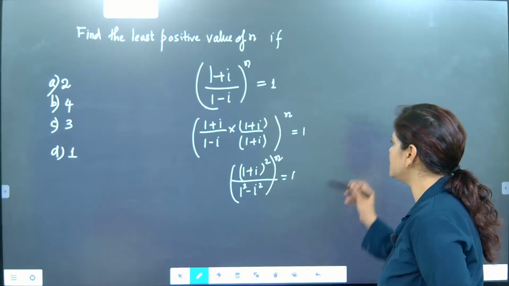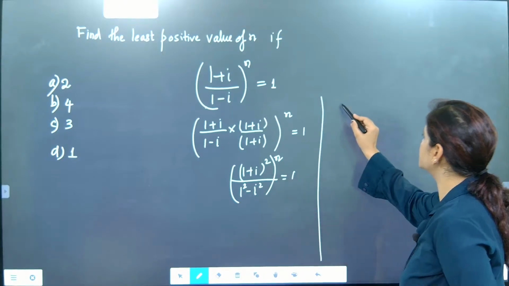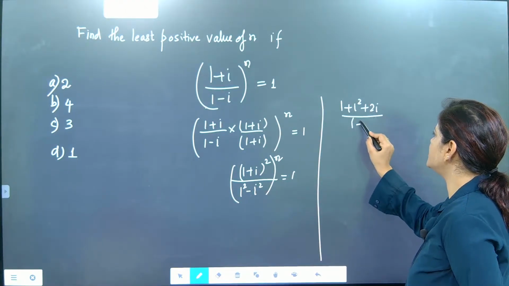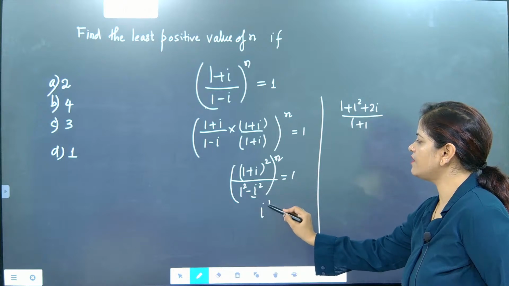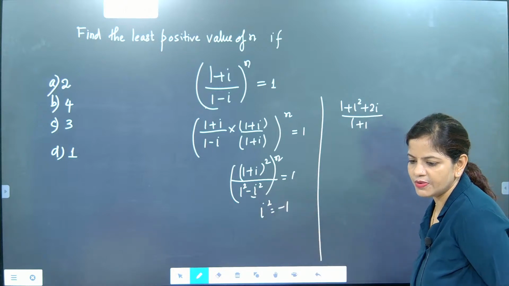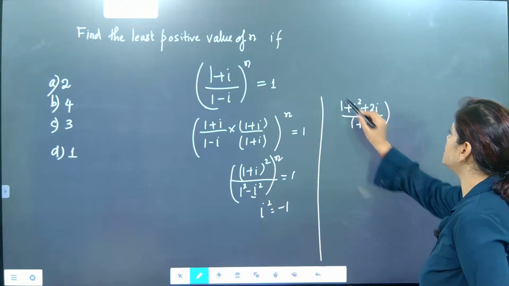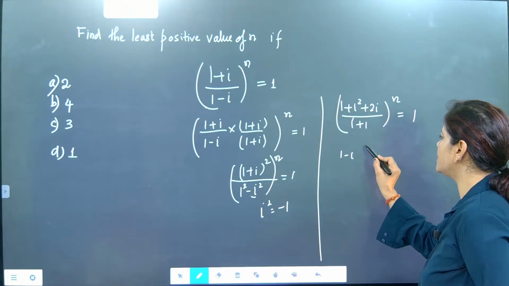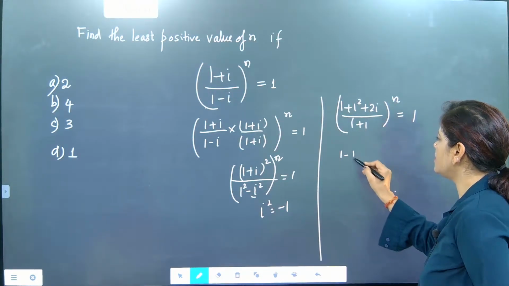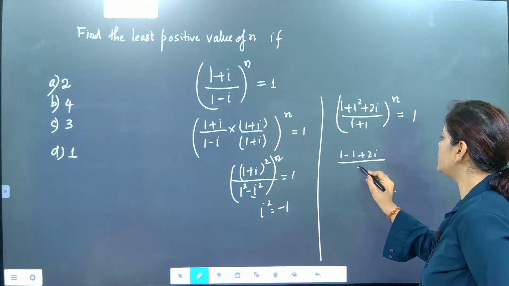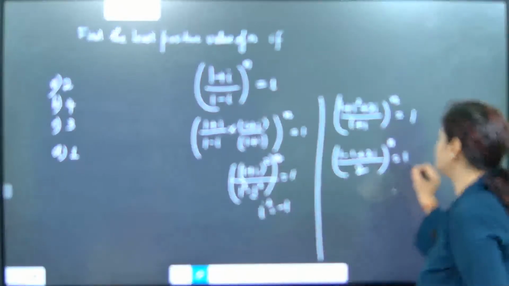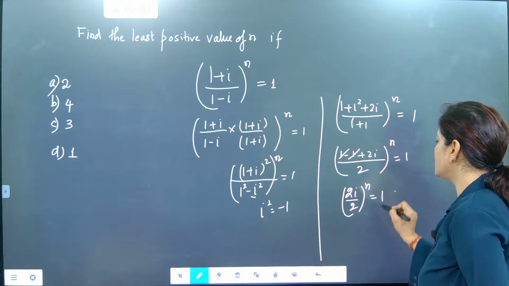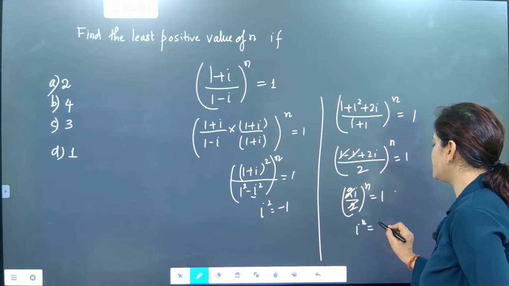Option B, only one person has given the answer. Rudra, what is the status? (1 plus i square plus 2i) by (1 plus i)... because i square will be minus 1, so minus of minus will become plus. Okay, so this to the power n is equal to 1. So now 1 minus 1, because i square is minus 1, 1 minus 1 plus 2i by 2, to the power n is equal to 1. So this is cancelled. So 2i by 2 to the power n is equal to 1. Cancel. So i to the power n is equal to 1.